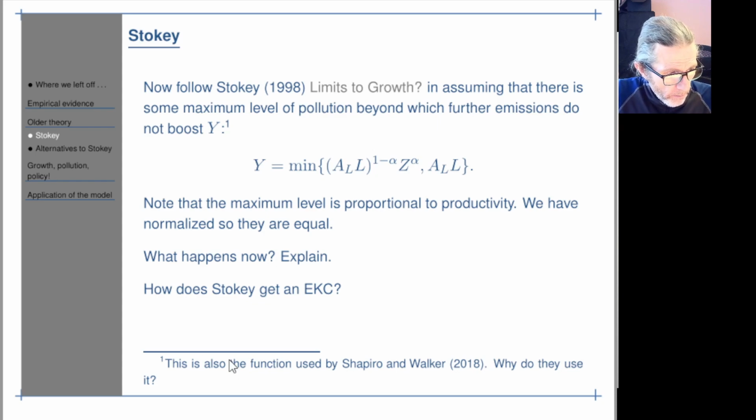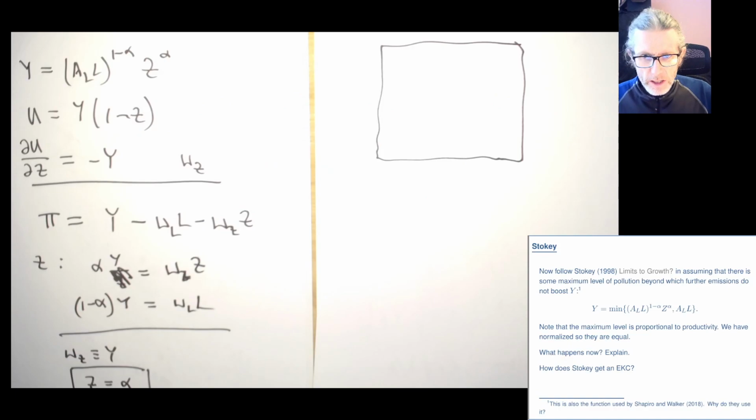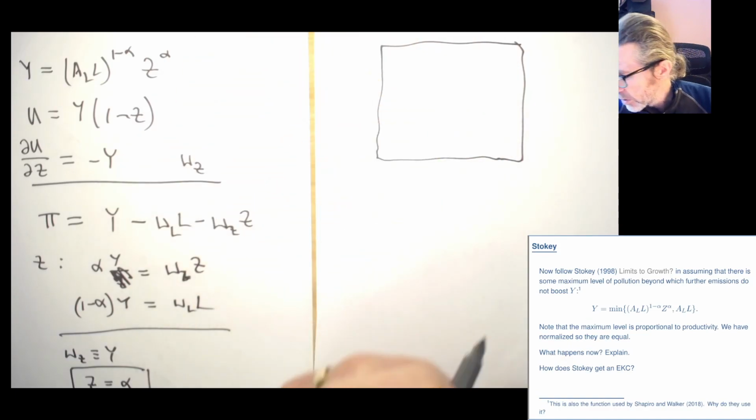So before we get into that, we're going to draw a picture. Okay, so we're going to draw this picture, and what have we got?